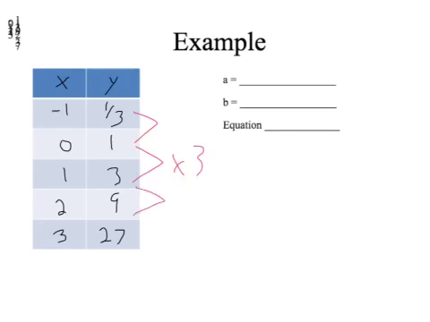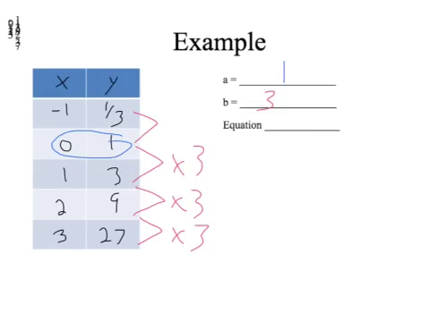The pattern has to continue throughout the entire table. To go from 3 to 9, it would also be times 3. From 9 to 27 is also times 3. So my pattern is times 3. That means my rate of change is 3, which makes my b value 3. Then the next thing I find is the y-intercept, which is when x is 0, what is y? In this problem, when x is 0, y is 1. So that makes my a value 1.